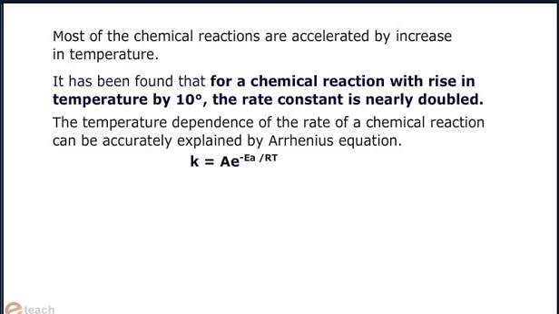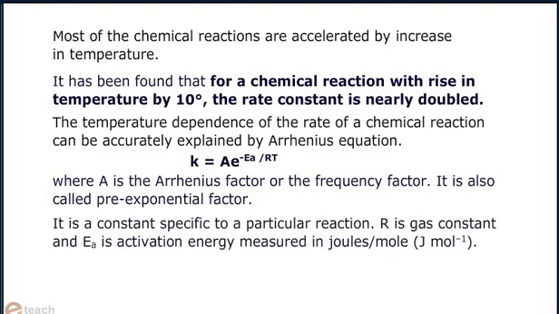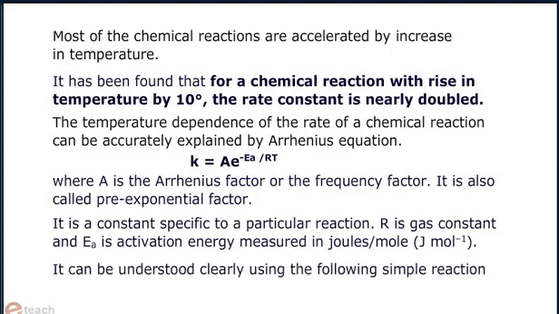equals A e to the power minus Ea upon RT, where A is the Arrhenius factor or the frequency factor. It is also called the pre-exponential factor. It is a constant specific to a particular reaction. R is a gas constant and Ea is activation energy measured in joule per mole. It can be understood clearly using the following simple reaction.